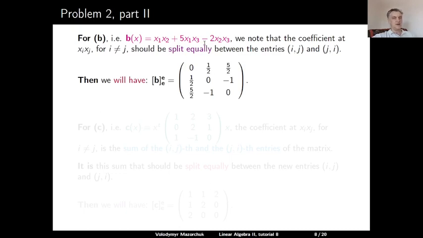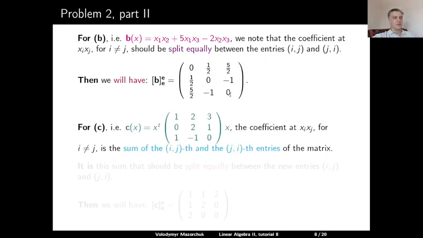Finally, we have the coefficient minus 2 at x2, x3, so this gives us minus 1 in position 2, 3, and minus 1 in position 3, 2. So the matrix of B in the standard basis is the matrix 0, 1 half, 5 divided by 2, 1 half, 0, minus 1, 5 divided by 2, minus 1, 0.